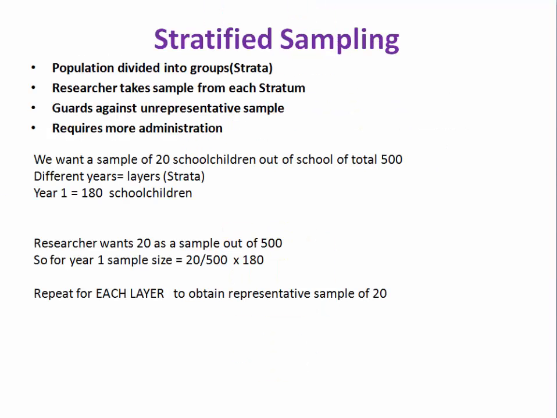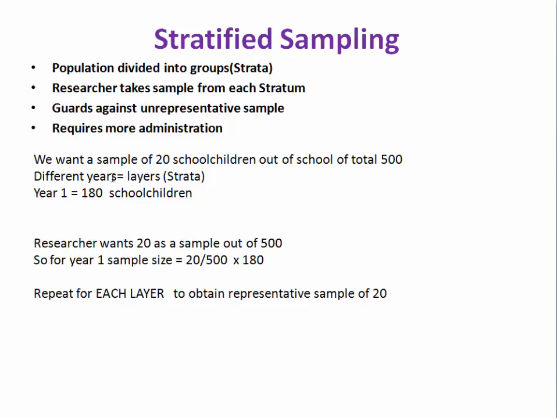Just going to go over stratified sampling because you can be asked questions on this in the exam. Here the population is divided into groups or strata. The researcher takes a sample from each stratum. This guards against unrepresentative sampling. The sample can be quite small and is representative of the whole population. One disadvantage is that this type of sampling requires more administration.